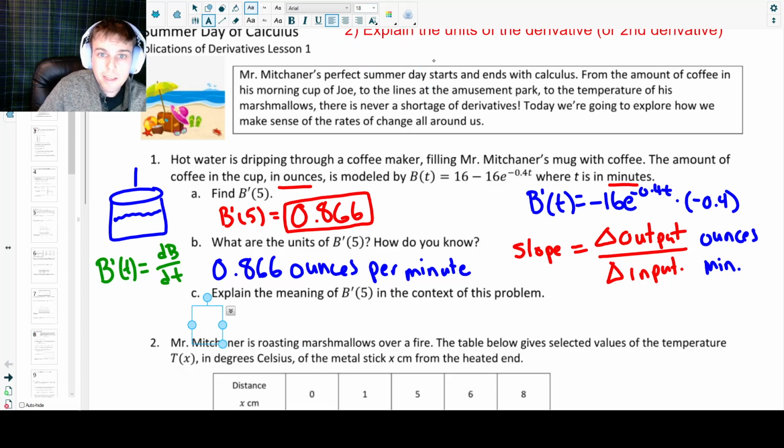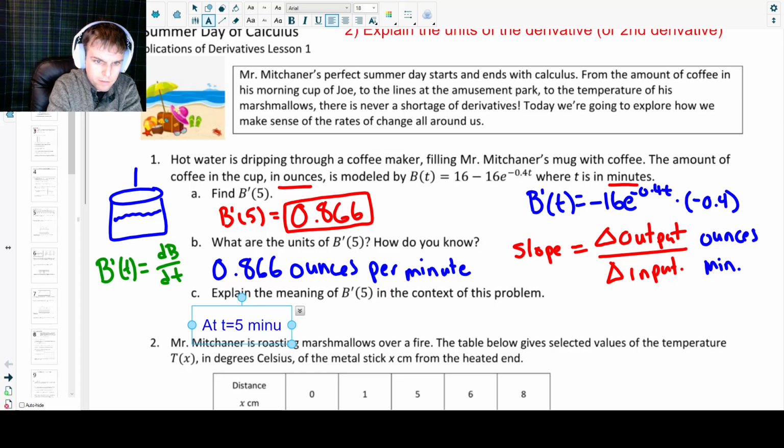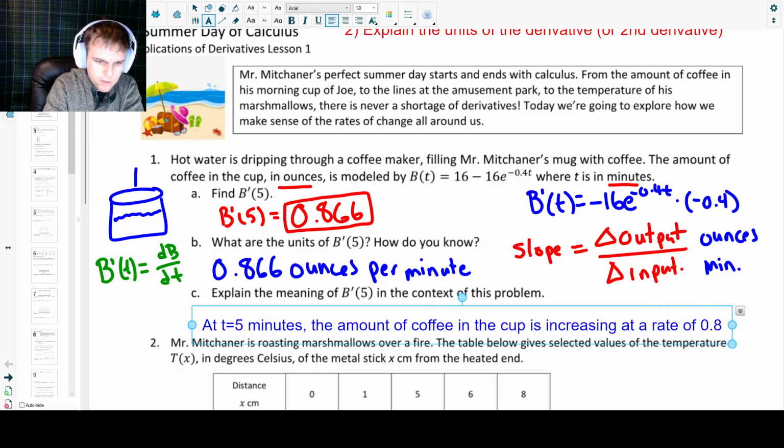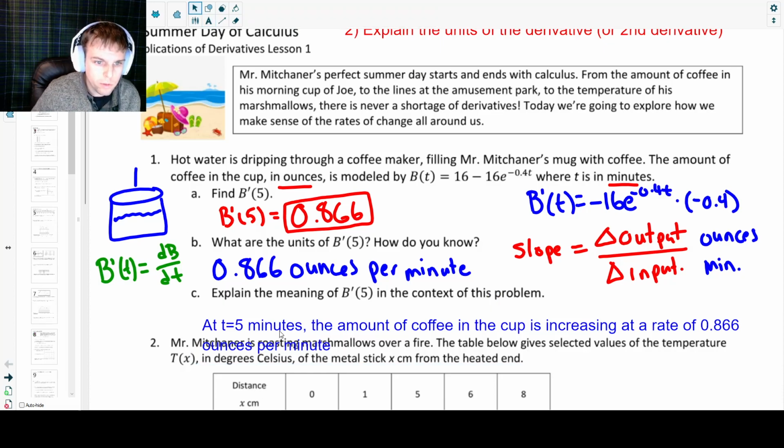And we'll do it in blue. Why not? So at t equals 5 minutes, the amount of coffee in the cup is increasing. It's increasing because we have a positive rate of change, positive 0.866, at a rate of 0.866 ounces per minute. I'll go ahead and move that up so we can see the whole thing there.